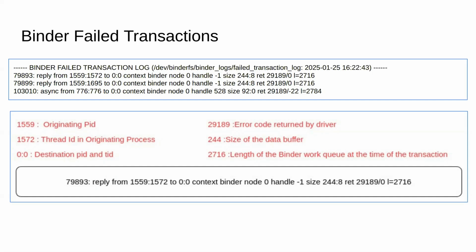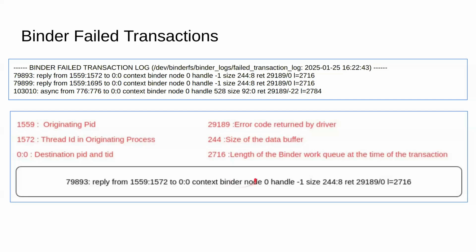And in some cases, the 0 in the destination PID indicates system server. So from this we understand that 1559 tried to make a request to the system server which did not go through. So we try to understand what is 1559 and what is the binder transaction, and then the number 29189 is an error code that is written by the driver. Based on all of this, we try to understand what the transaction is, why it is failing, who is initiating the transaction, and where it is ending up.